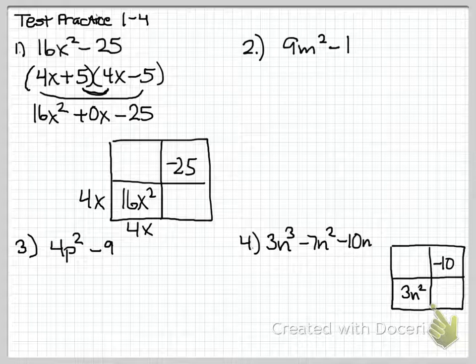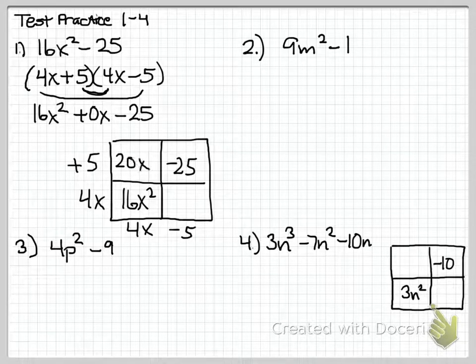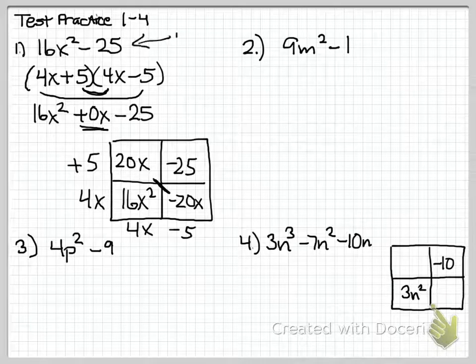Negative 25, well, its square root is 5 of the absolute value of 25, but we need a positive 5 and a negative 5 in order to help us cancel out, combining these two terms to cancel out the middle term to 0x. So what's special about these is the perfect squares that are involved.